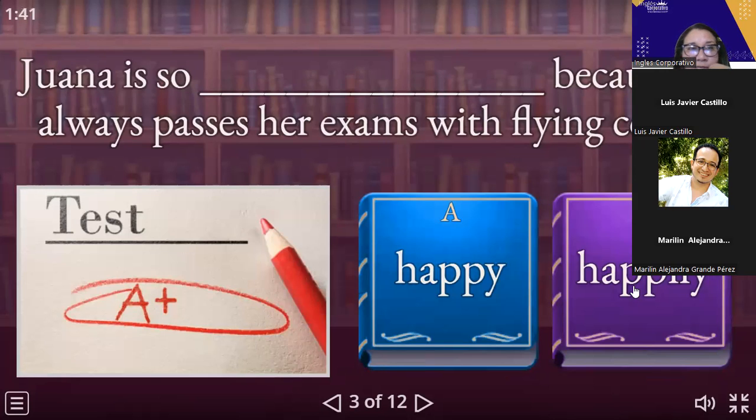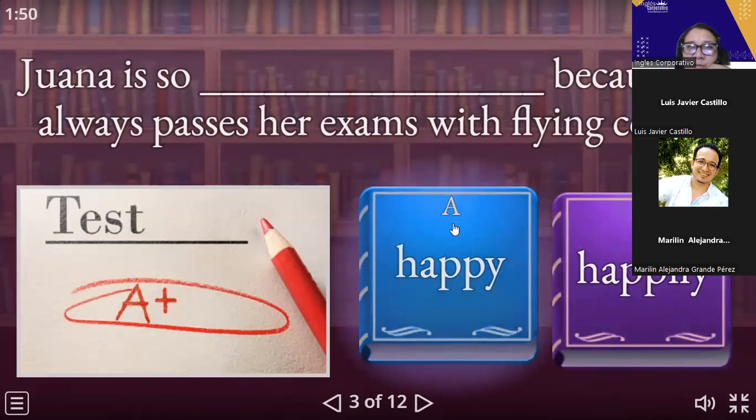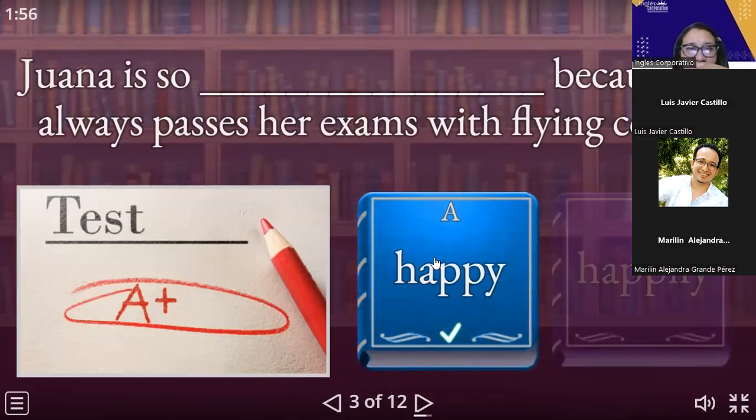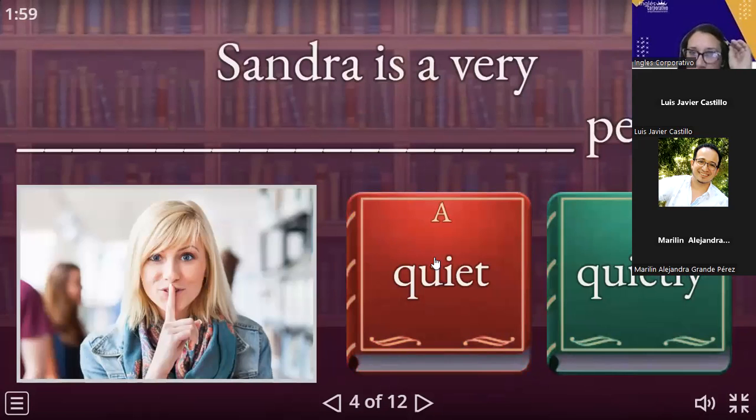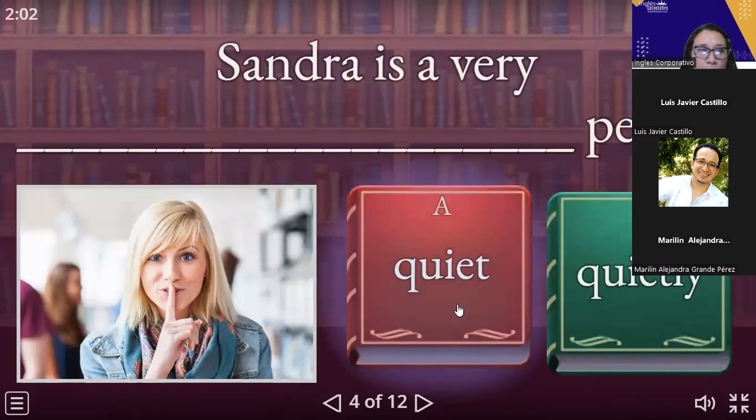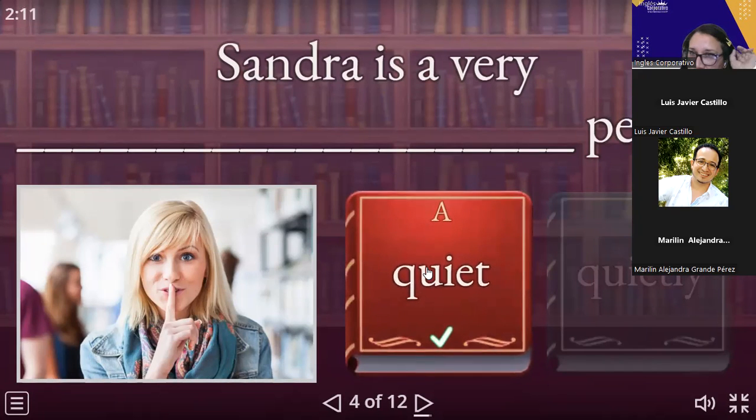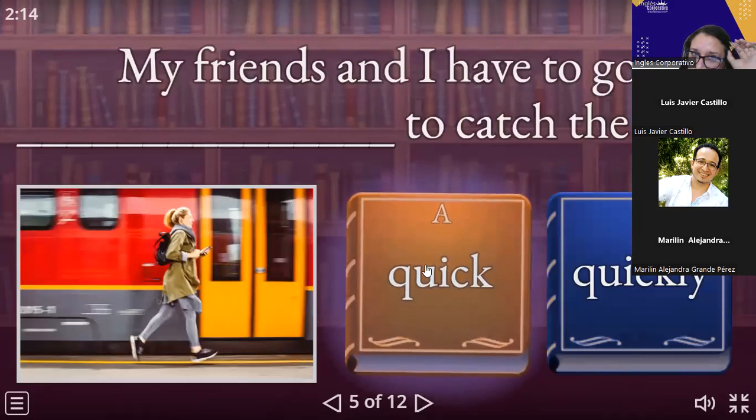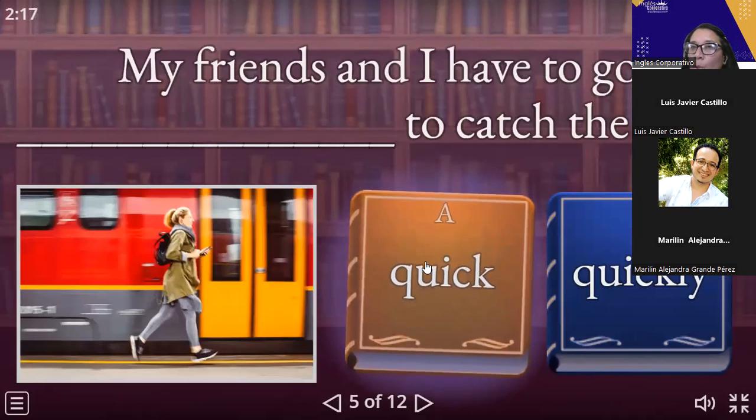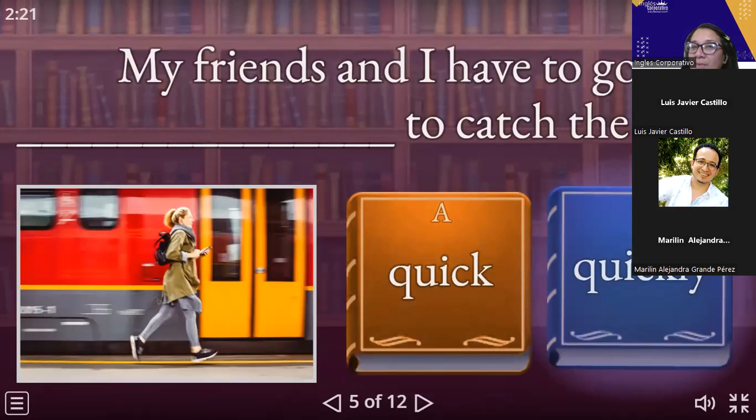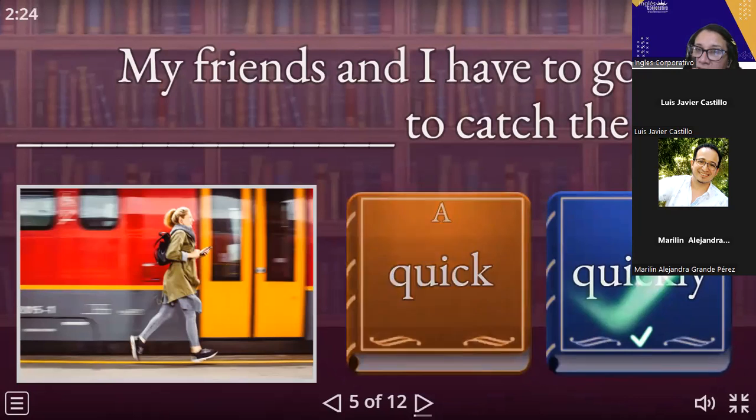Happy. Yeah, Sandra is so happy because she always passes her exams with flying colors. And that is a very quiet person. She's a very quiet person. My friends and I have to go quickly. Quickly, okay, because now it's describing an action, to catch the train.